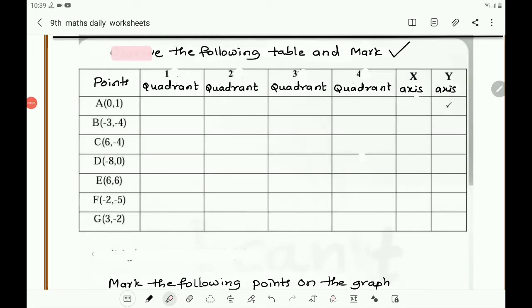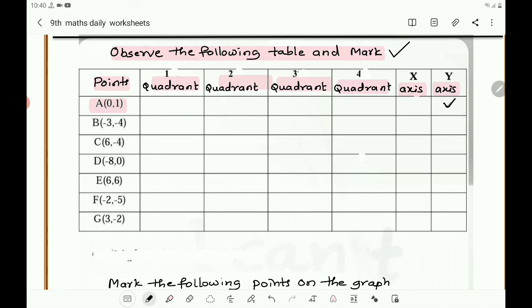Children, observe the following table and mark. Points are there. First quadrant, second quadrant, third quadrant, fourth quadrant, x-axis, y-axis are there. Here we have to tick the mark. So A is (0, n), which is in the form (0, y). It must lie on the y-axis. So it is marked here. See, observe here, it is marked. Like this, you mark the other points also.